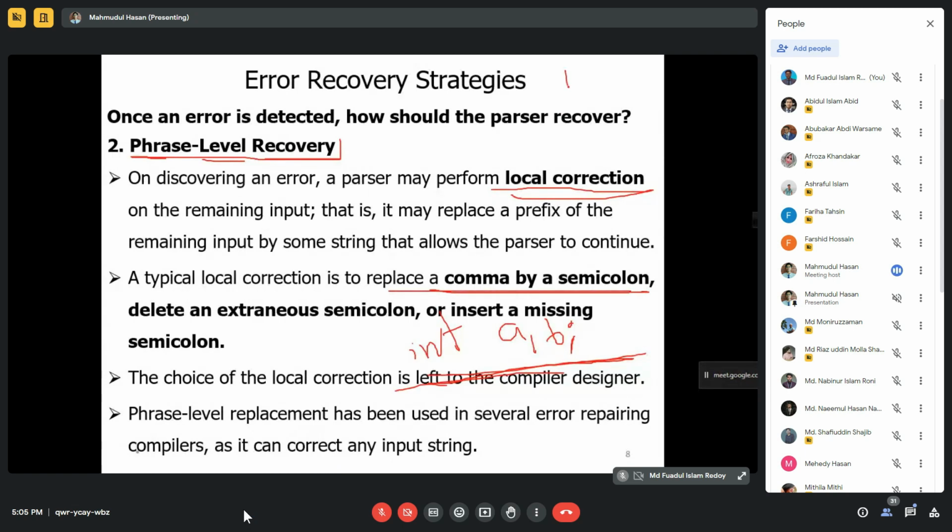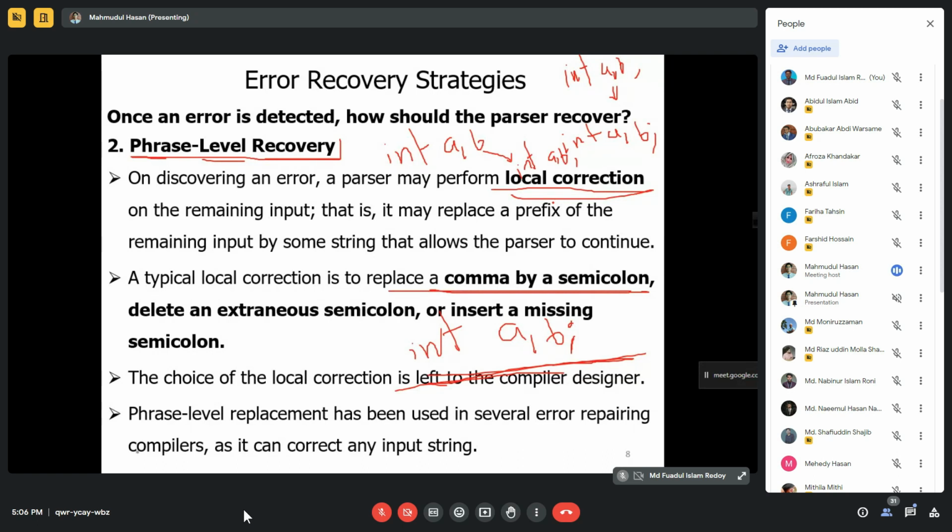Suppose you write "integer a, b," so your compiler converts it to "integer a, b;". Then suppose you mistakenly write "integer a, b", that means you mistakenly don't put the semicolon at the end of the statement. At that time your compiler puts that semicolon at the end of the statement. So this is some local correction, and this is known as phrase level recovery.